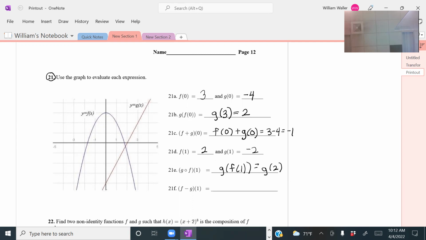Is it, Emil? So g is the straight line. So find the straight line. Go to 2 on the x-axis. So what's g of 2? All right, guys, we're just going over this. Yeah, it seems like 0. That's what it is. You're right. Okay, it is 0.